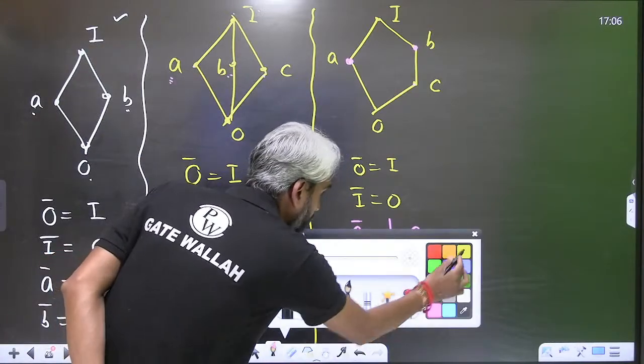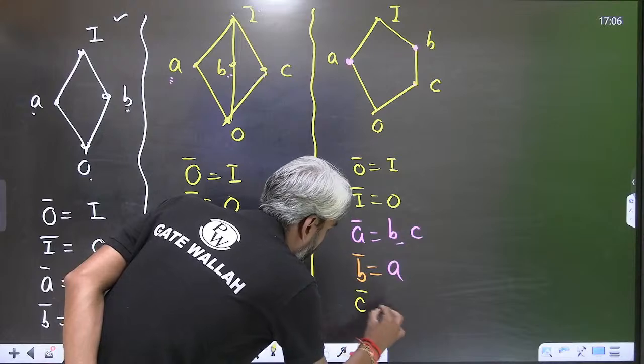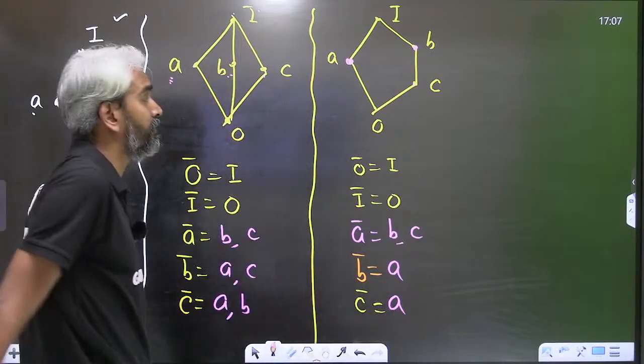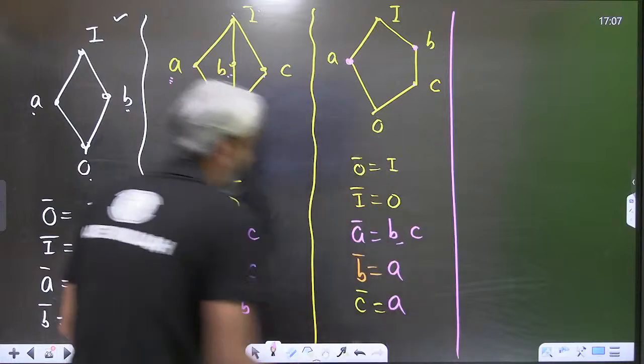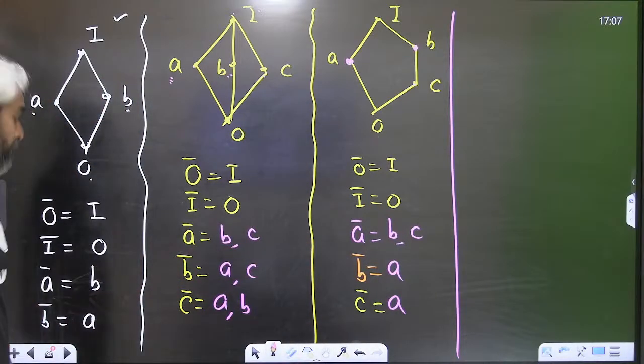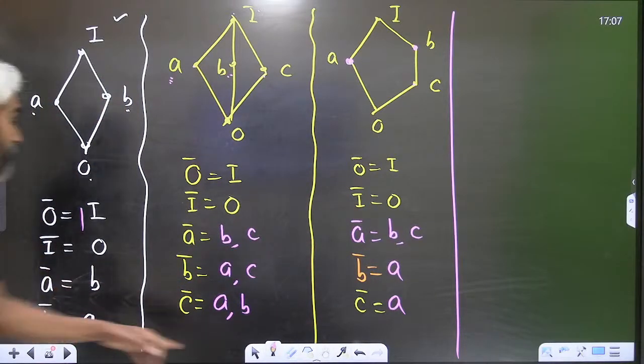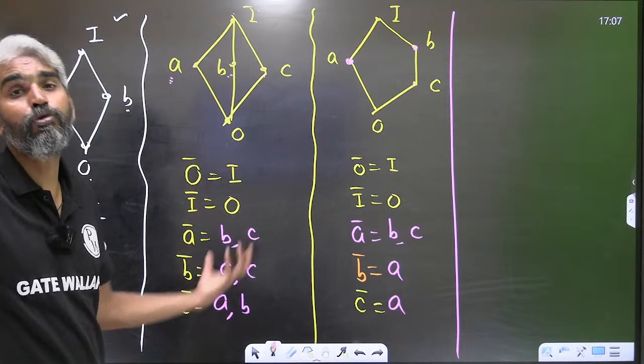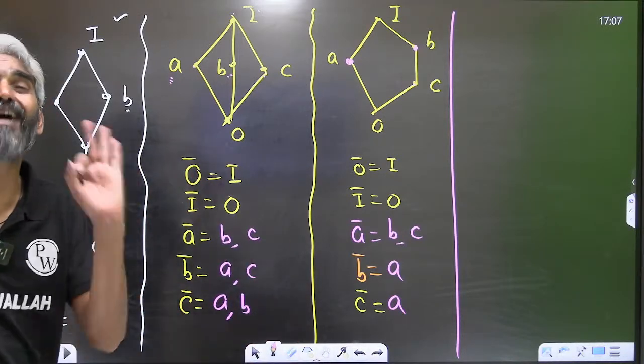Similarly, complement of C is also A. No other element can be complement of C. So these are all complemented lattices. It may be possible that every element has exactly one complement. It may be possible that some element has more than one complement, but every element will have at least one complement.